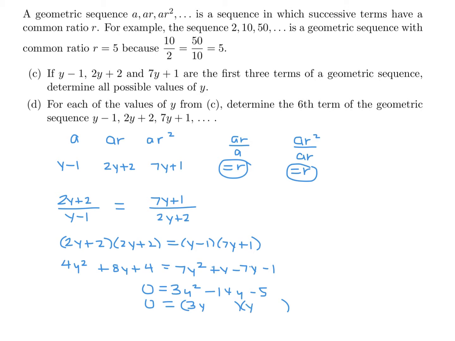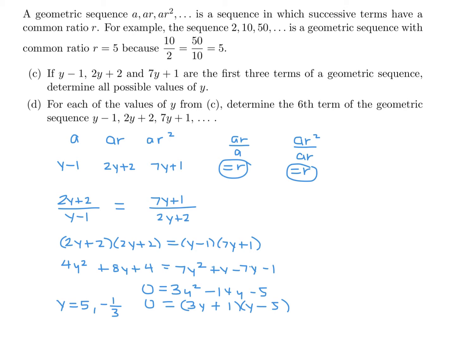3y, y, 1 and 5, I think. Positive, negative. Yeah, that should do it. Okay, that's great. So that means y is either 5 or negative 1/3. Now, did they say anything about positive or negative here? No, just all possible values. Okay, and there's nothing about them being integers either.